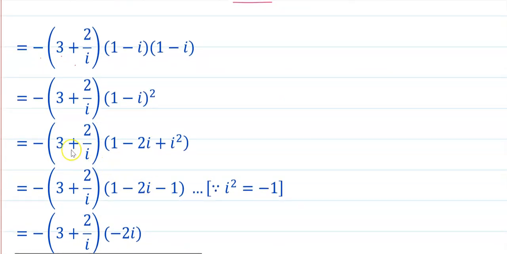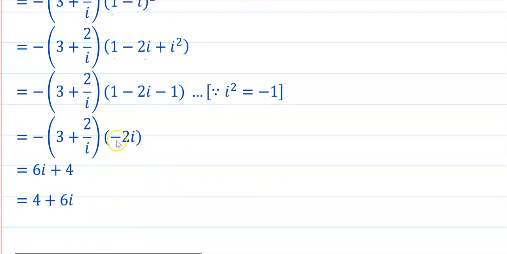Minus in bracket 3 plus 2 upon I, a minus b bracket square, a square minus 2ab plus b square. I square is again minus 1, plus 1 minus 1 get cancelled. Next multiplication, this minus and minus will be again plus. This 2I into 3 will become 6I. Next 2 upon I into this 2I, then I get cancelled from the numerator and denominator. 2 into 2 you are getting 4. And hence the answer is 4 plus 6I.